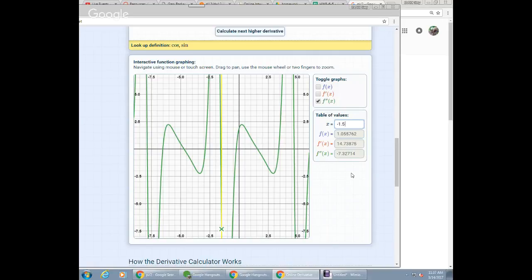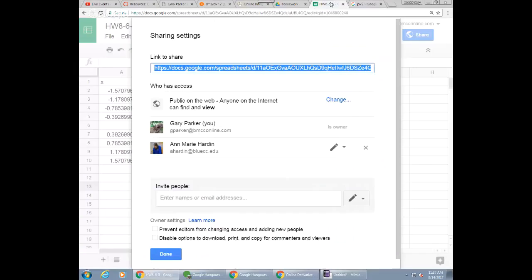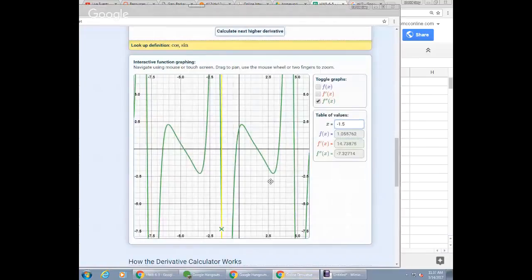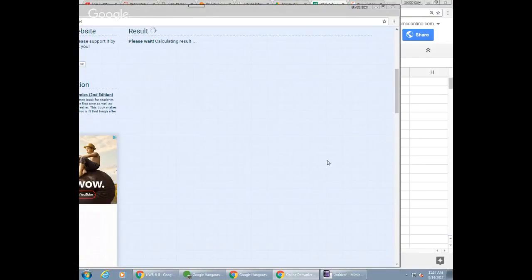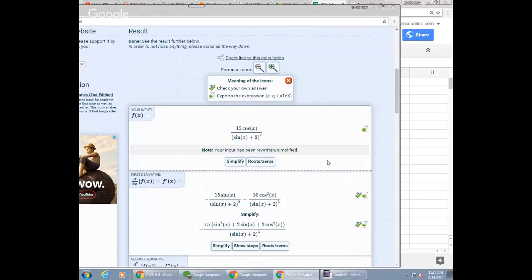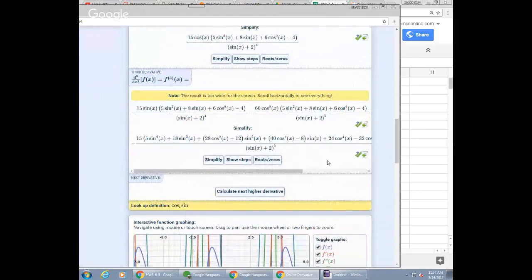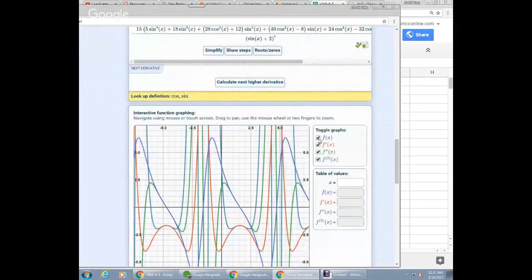That max is like off the charts here. Oh, the third derivative will tell us what it is. Duh. I made a note of that in my last presentation online. Let's see. Oh, I guess I need that guy back, don't I? Calculate next higher derivative. Second derivative. All right, third derivative. The result is too wide for the screen.